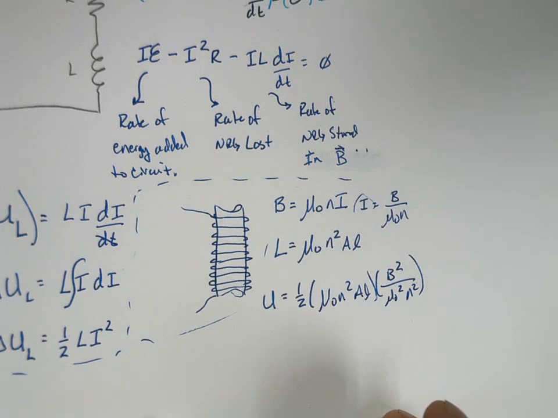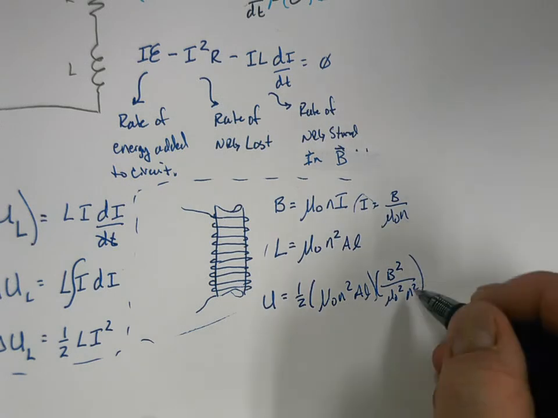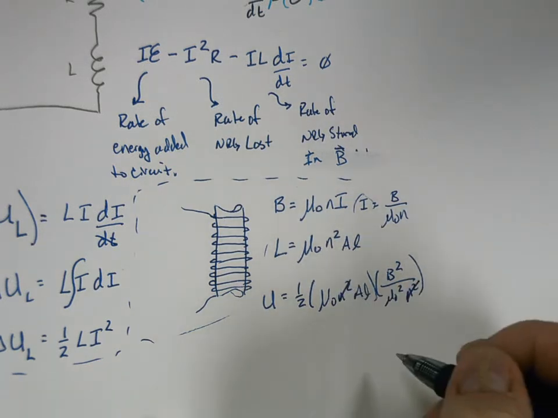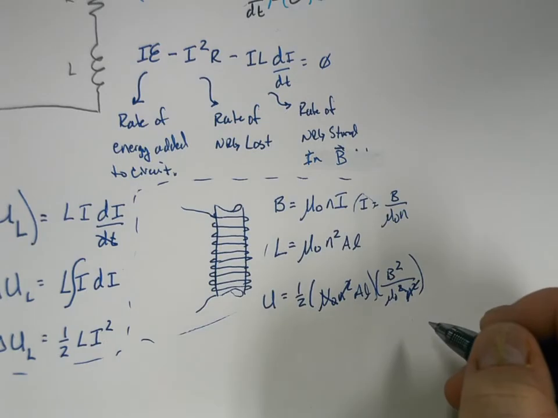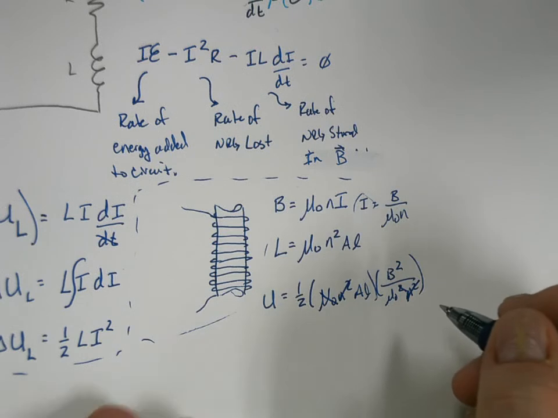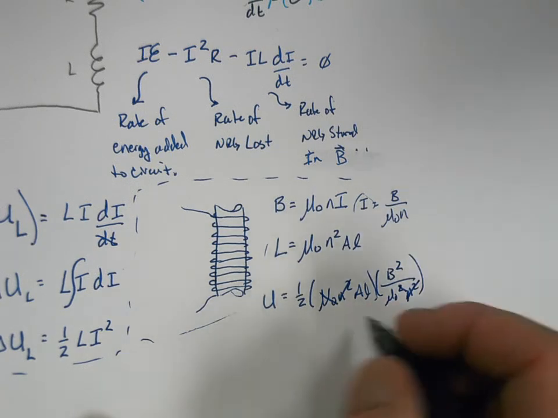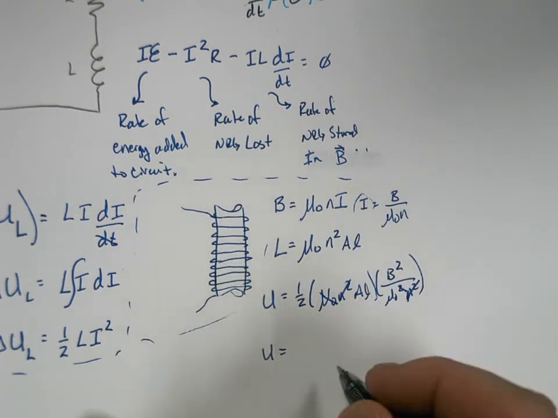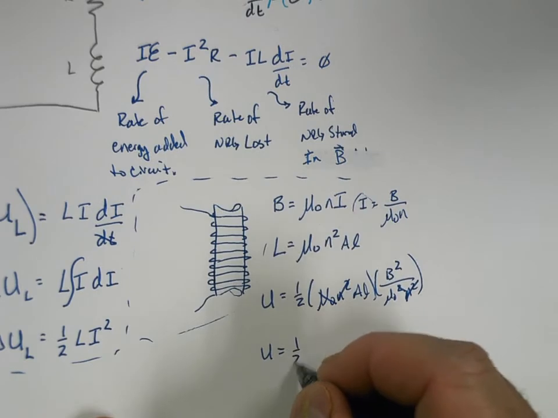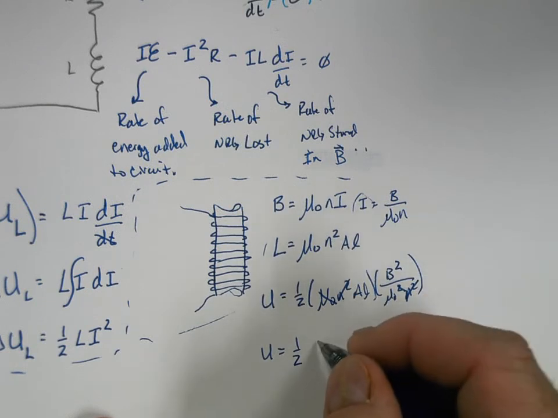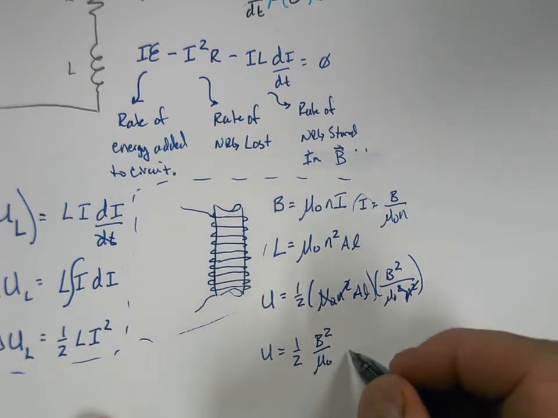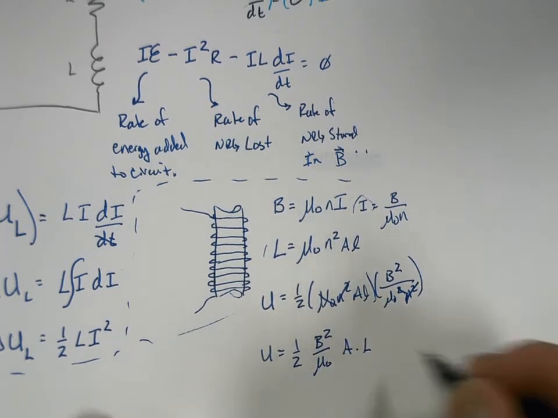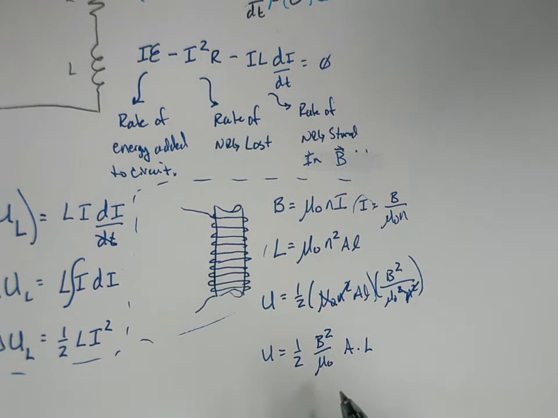All right, and we have some things that are going to cancel here. The n squareds are going to cancel. Okay, one of our mu naughts will cancel. And so we wind up with our energy equals 1/2 B squared over mu naught A times L, and this winds up being the energy stored in a solenoid.